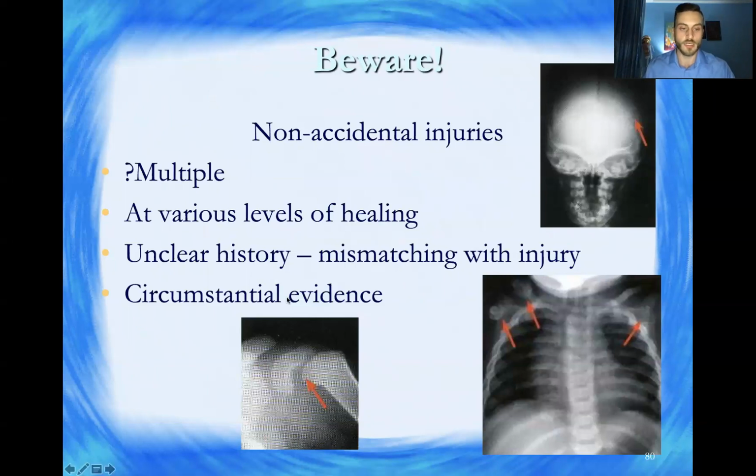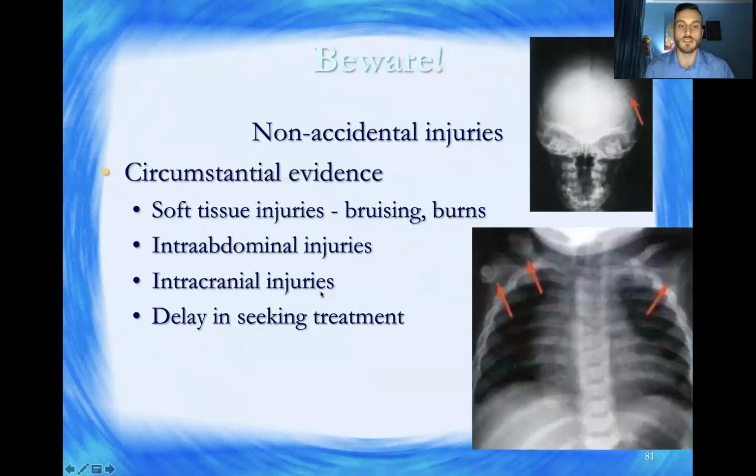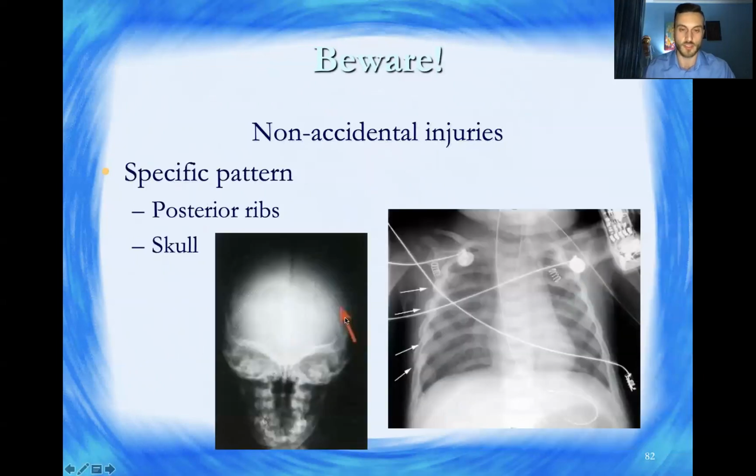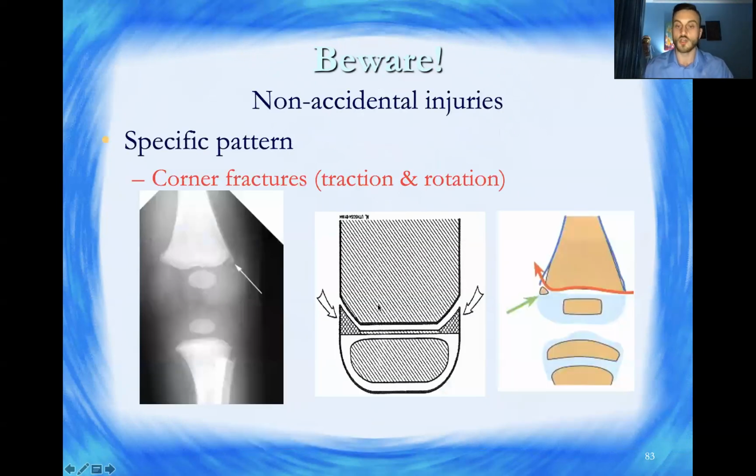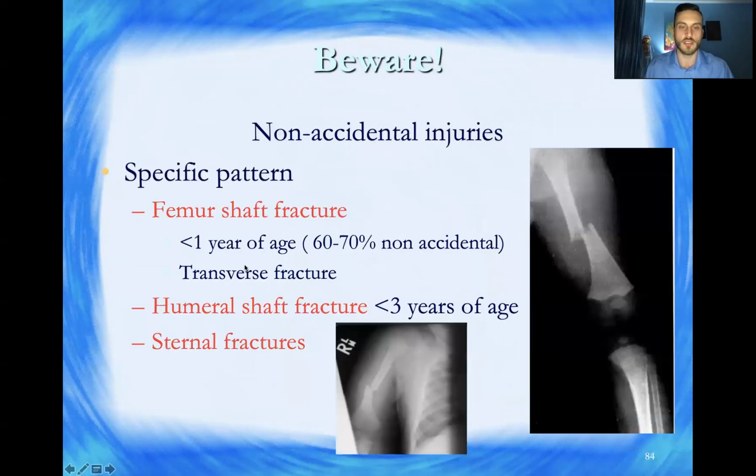Unclear history and circumstantial evidence, like soft tissue injury, bruising, and burns. If you have burns over the kid, intra-abdominal injuries, intracranial injuries, and delayed seeking treatment. So if you have a fracture and they come after 2 or 3 weeks asking for medical treatment, you have increased suspicion of child abuse. Posterior rib fracture, skull fractures, corner fracture. What's corner fracture? Because it needs traction and rotation. So as you can see in this X-ray, this is a corner fracture. It increases the suspicion. It's pathognomonic for child abuse.